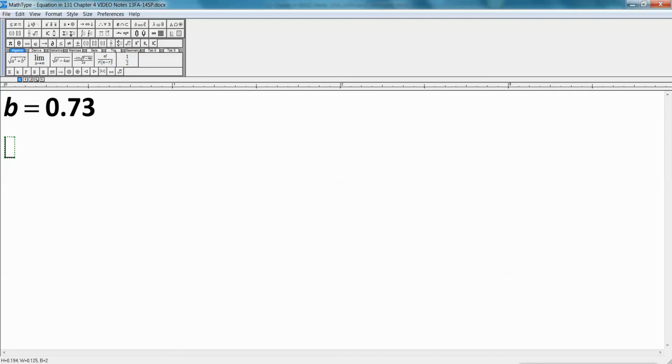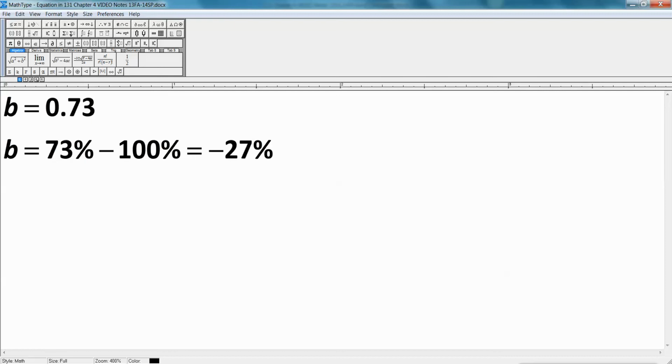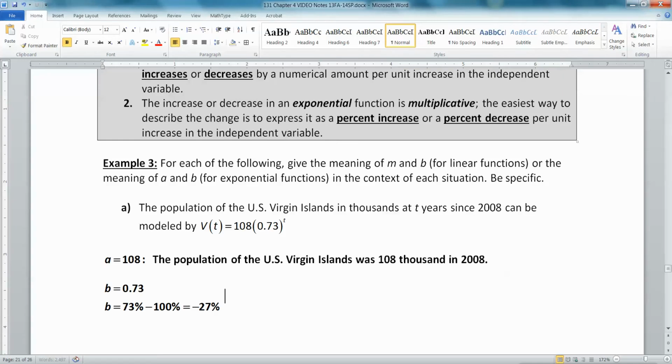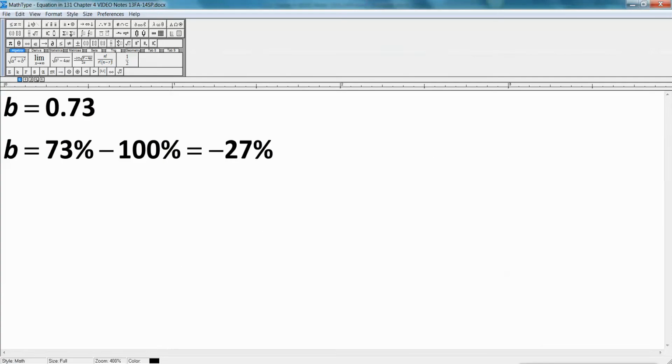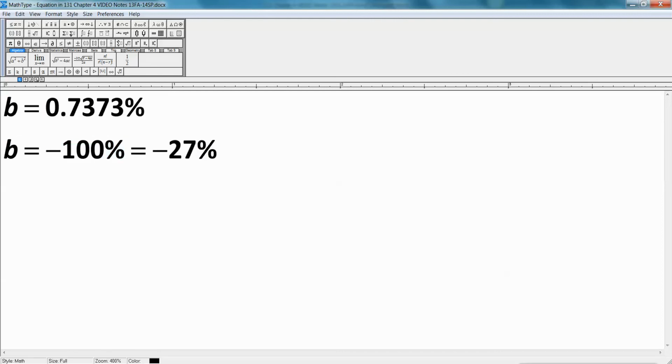Now remember what you can do here. That means that that's 73%. So B equals 73%. Take away 100%, and that would give you negative 27%. Keep that in mind for future reference. Sorry, that's not a correct mathematical statement. I don't want to say that. It's not that B is negative 27%. So let me just erase that part. So B equals 73% or 0.73.